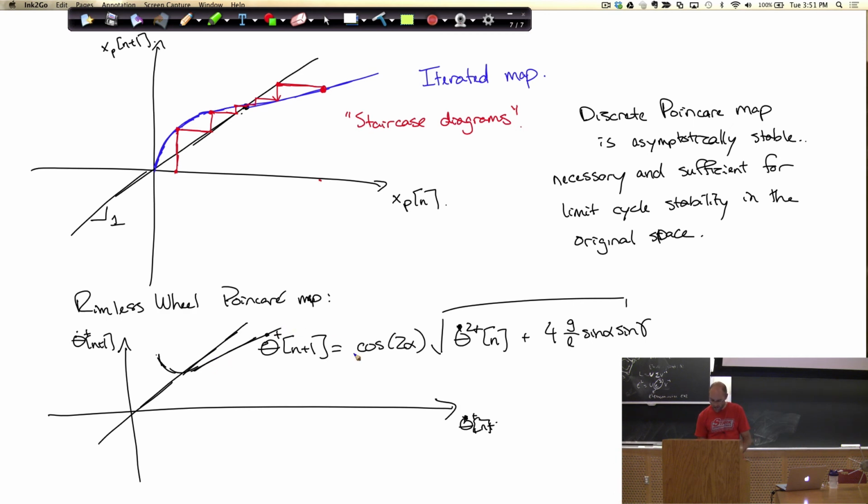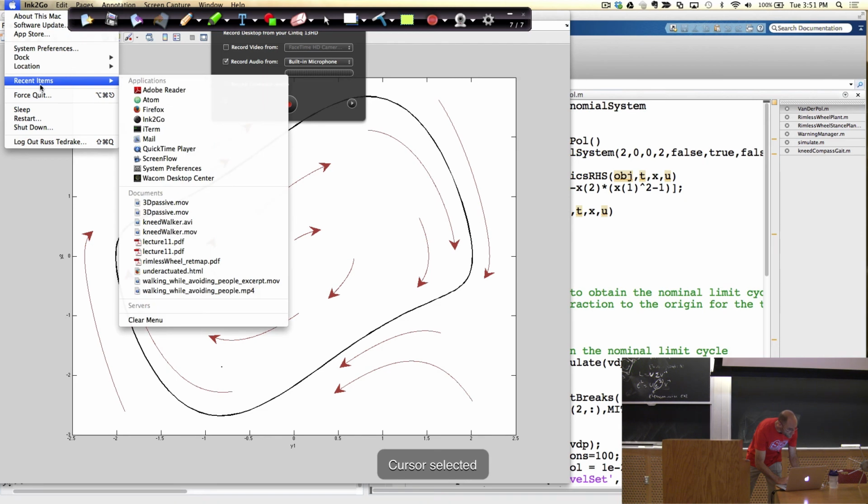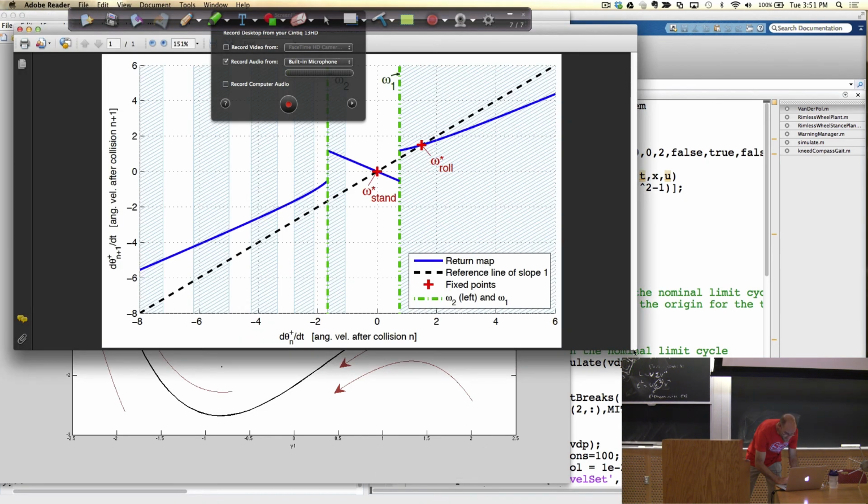Where this thing asymptotes to something with slope cosine 2 alpha. So it's definitely less than 1 in the asymptote. Initially, it's above the line, and you get a stable fixed point right here. I guess I can really cheat. Look at that. Okay, here's the whole answer.